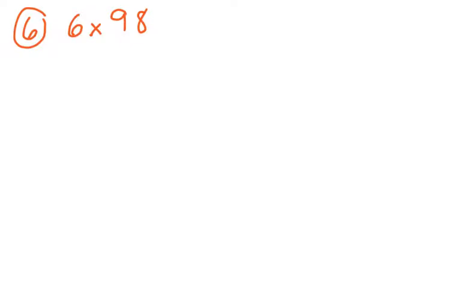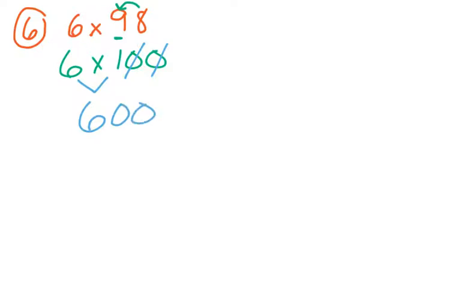Number 6 is the same way. I'm going to underline my highest place, which is my tens place in this case. I look at my neighbor and it's an 8. My 8 is going to force my 9 to turn into a 10. So 98 is going to round up to 100. I'm going to cross out my zeros. I'm going to multiply 6 times 1, and I get 6, and I add my zeros back in, and my answer is 600. Pretty simple.